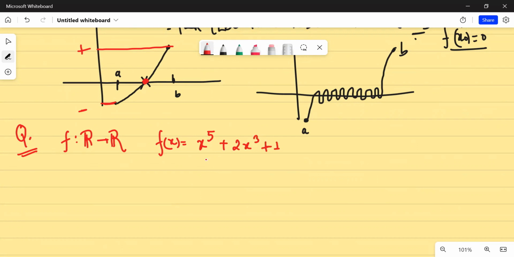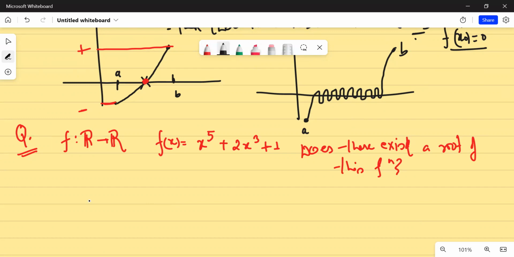Let's say this is my function. Does there exist a root of this function? So let's say I'll help you out in this. So just do a guesswork. Try to find f of minus 1. What is f of minus 1? It will be minus 2.